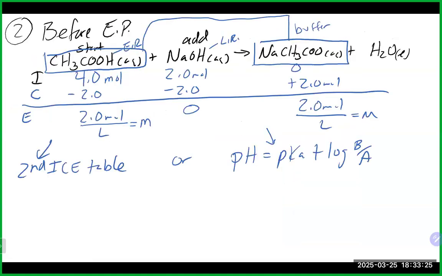This also demonstrates that you can make a buffer out of a reaction of a weak acid with a strong base. And the buffer is what is left over from that reaction. You no longer have any strong base left over. So you can make a buffer in the actual beaker by doing that reaction. But again, the buffer is not actually made up of the sodium hydroxide. It's actually made up of the result of that reaction, which is the parts at the end there. Any questions on before the equivalence point there?